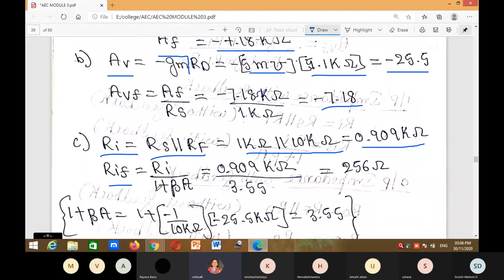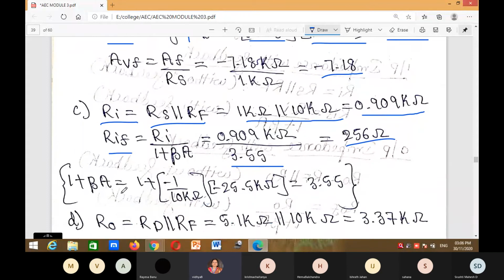RIF is equal to RI divided by 1 plus beta A. That is equal to RI, what we got, 0.909. Substitute the 1 plus beta A value, which is 3.55, and you will get 256 ohm. That is RIF. But what is the value of 1 plus beta A? You need to calculate it separately, because beta is minus 1 divided by RF, and the A value is minus 25.5 kilo ohm. Calculate this and you'll get 3.55.